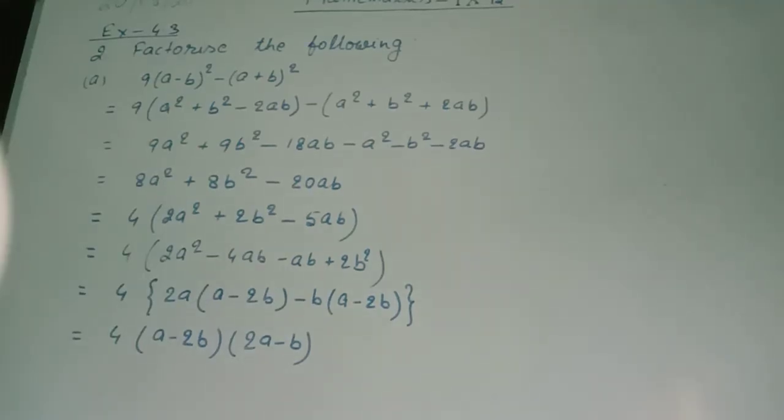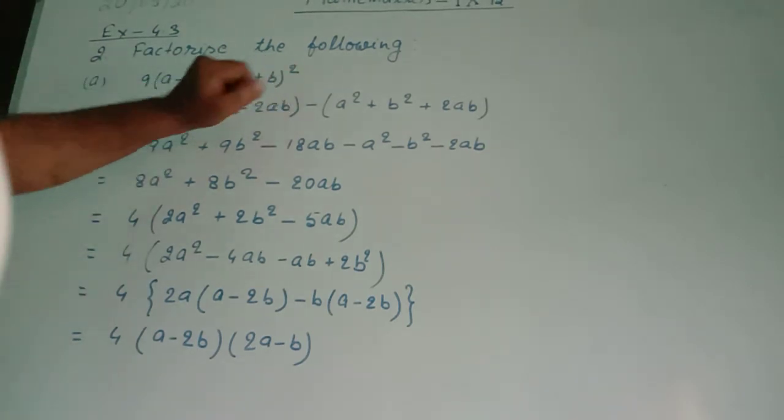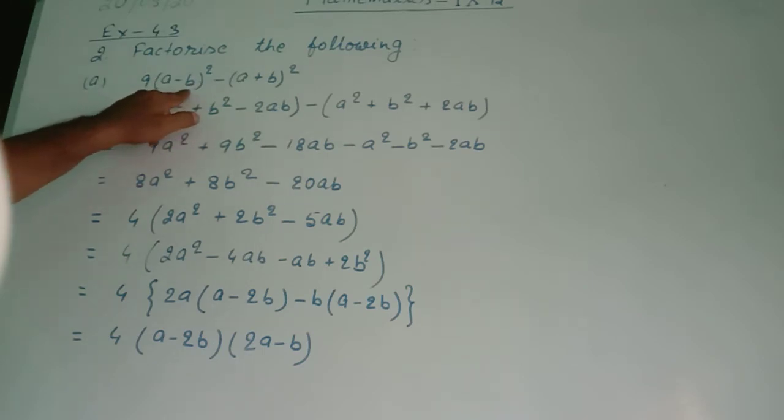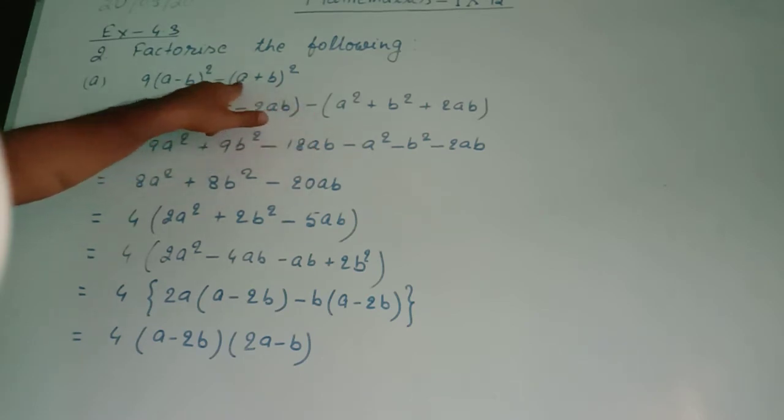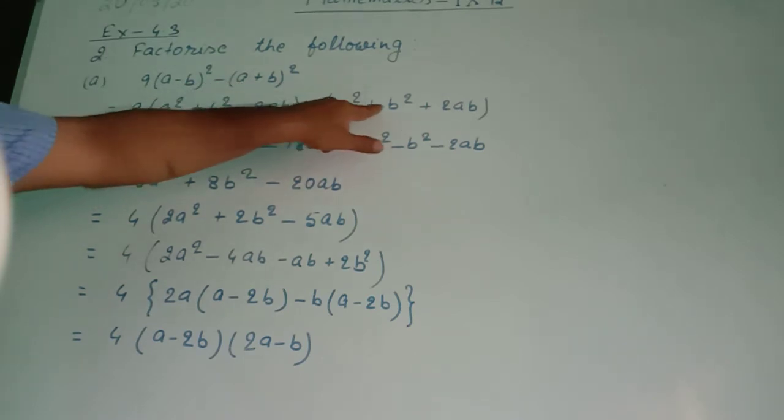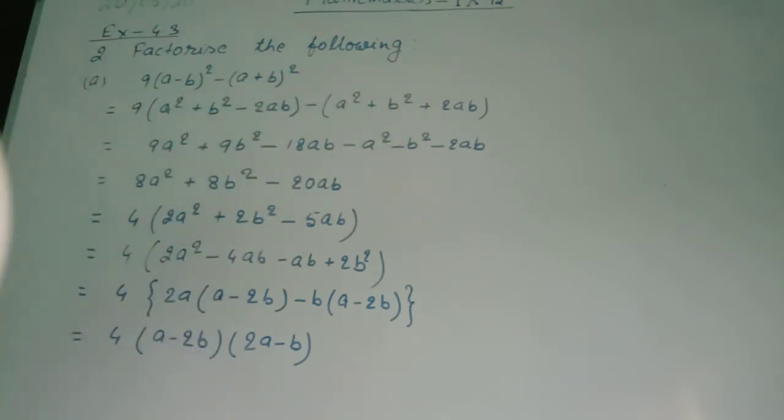Question number 2a. Factorize the following. Expression is 9 into a minus b whole square minus a plus b whole square. I wrote this is a minus b whole square, so a square plus b square minus 2ab. This minus, this is a plus b whole square, so a square plus b square plus 2ab.